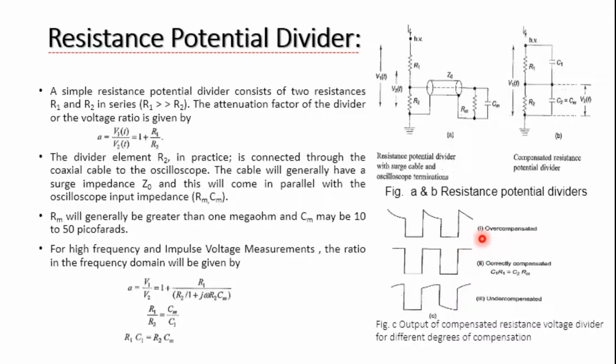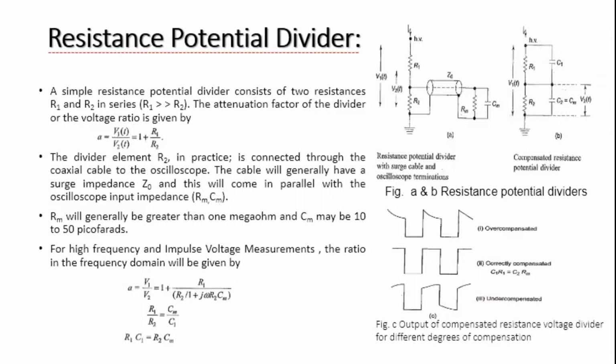In the first one, the RC divider is overcompensated when C1 is too large. In the third waveform, C1 is too small, so it is undercompensated. When it is critically compensated, we get the correct response. For undercompensation, the charging time is too high, and such an exponential rise occurs, which is shown in the figures.